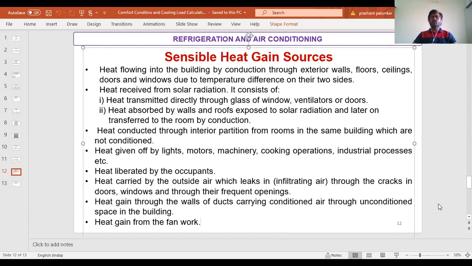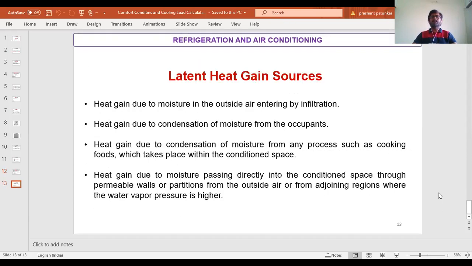So let us see what are the sources for the latent heat gain. Remember that the latent heat gain is nothing but the heat which has been admitted due to the moisture, which will result in the humidification of the air conditioned space. So what are these? The heat gain due to the moisture in the outside air entering by the infiltration.